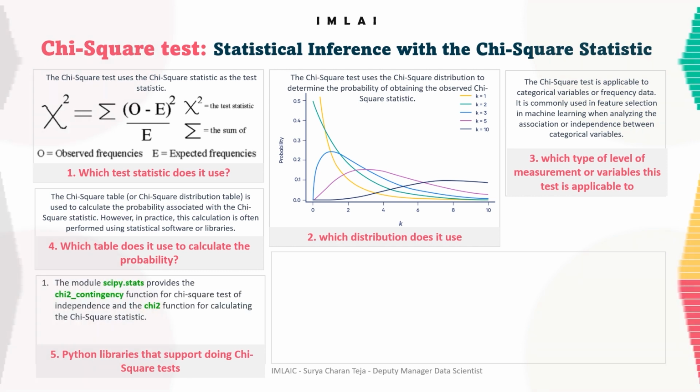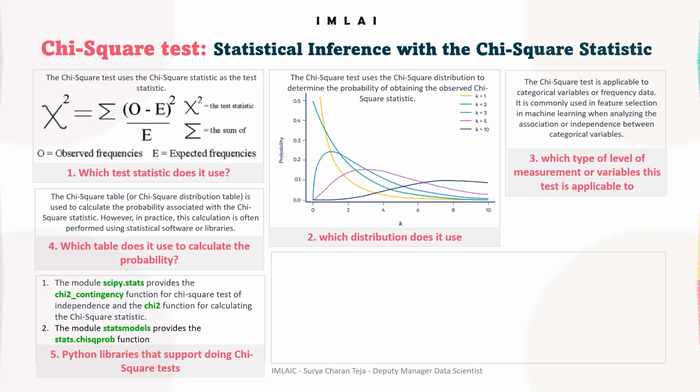Let's begin with SciPy. The module scipy.stats provides the chi2_contingency function for the chi-square test of independence and the chi-square function for calculating the chi-square statistic. The next library that we widely use with respect to the chi-square test is statsmodels. The module statsmodels provides the chisqprob function to calculate the p-value from the chi-square statistic. So those are the libraries we widely use in Python.